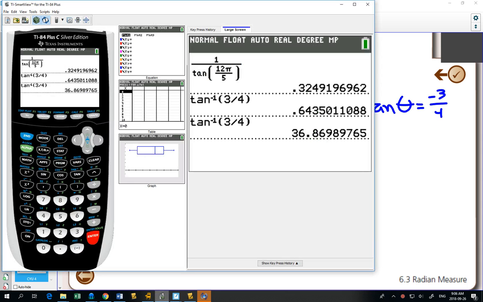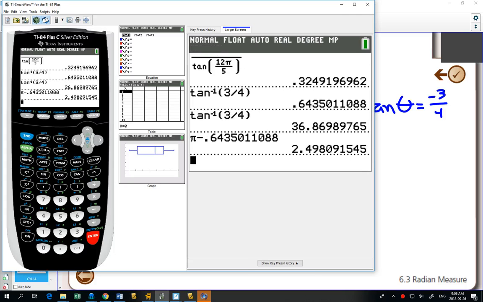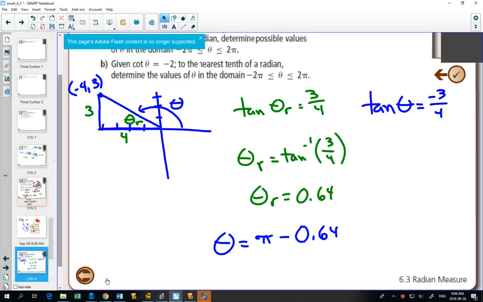Go back to my calculator. Pi minus my reference angle. .49, it says round to the nearest tenth. And we got theta is equal to 2.5 radians.